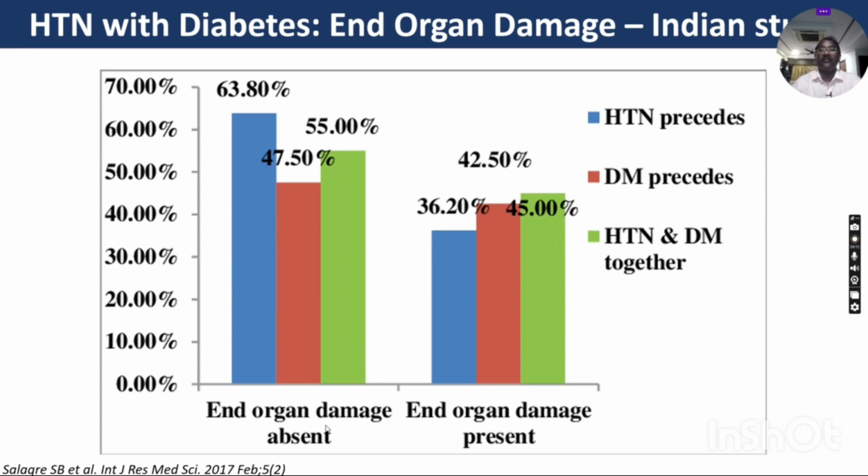If you see the second half of the picture here, end organ damage is present in hypertension at 36.2%, in diabetes about 42.5%, and with both hypertension and diabetes about 45%. So in the Indian population, all hypertension patients should be screened for diabetes, and all diabetes patients should be screened for hypertension, because both are asymptomatic and a deadly duo, very common with common environmental factors. And when both are present, there is always a chance of having end organ damage.